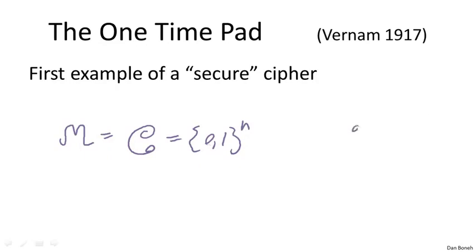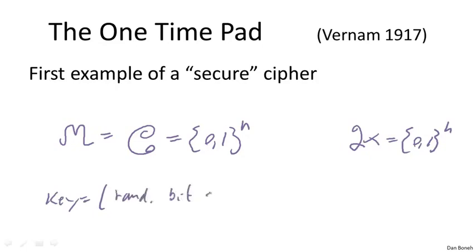The key space is basically the same as the message space, which is again simply the set of all n-bit binary strings. So a key in the one-time pad is simply a random bit string, a random sequence of bits that's as long as the message to be encrypted, as long as the message.